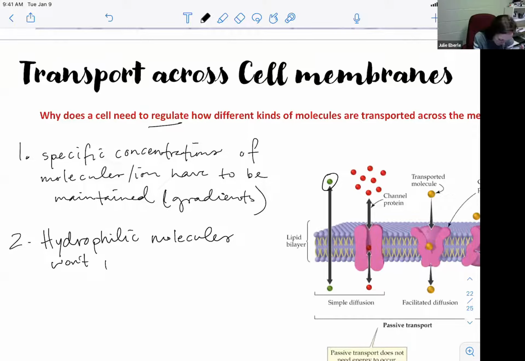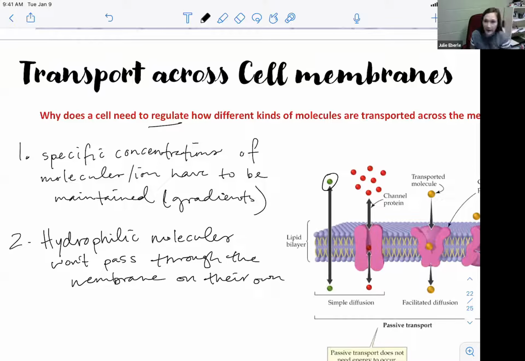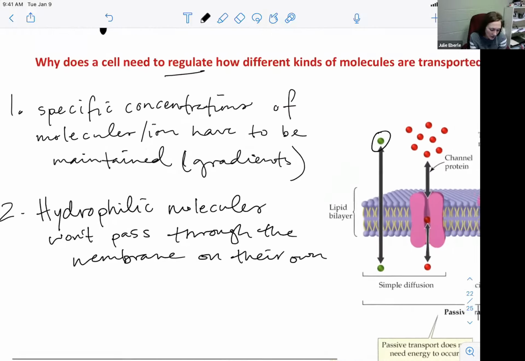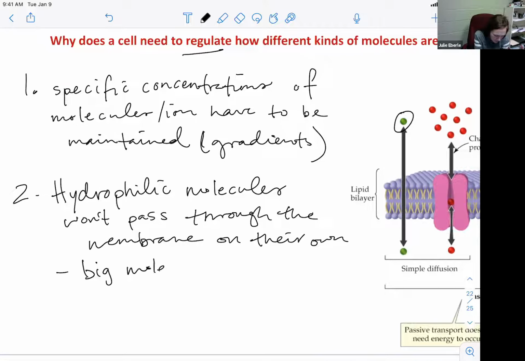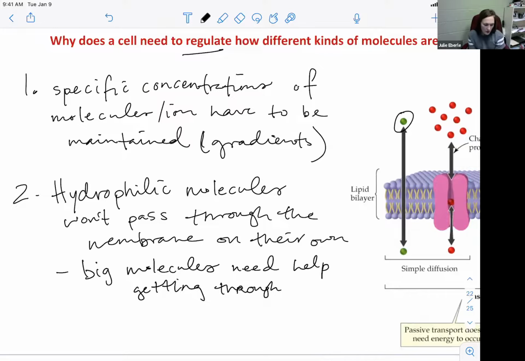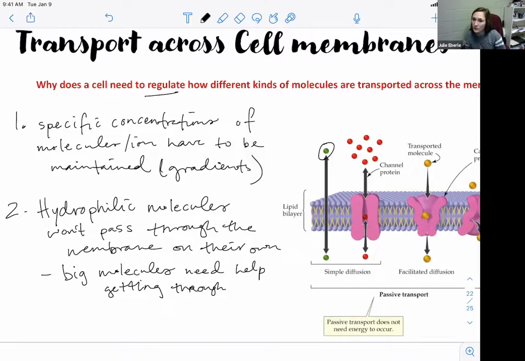They simply won't pass through the membrane on their own. Okay. There's another kind of molecule I could think of that won't pass through the membrane on its own. Really, really big molecules like proteins. So that's why the cell makes proteins on the inside of the cell a lot. But some molecules are not going to pass through the membrane on their own, especially depending on size. Okay, so big molecules need help getting through. So based on size, we have to regulate them. We have to help them across. Any other reasons y'all can think of?